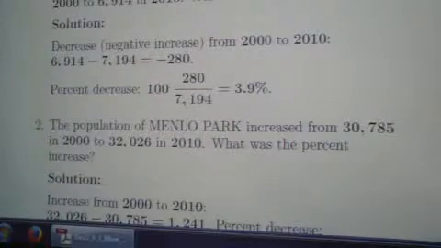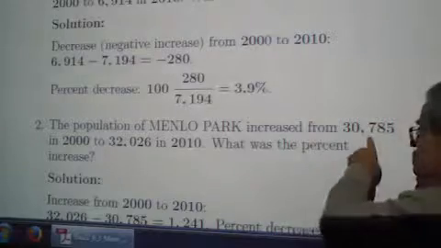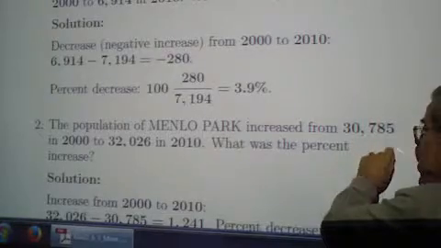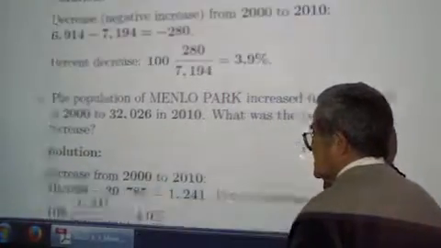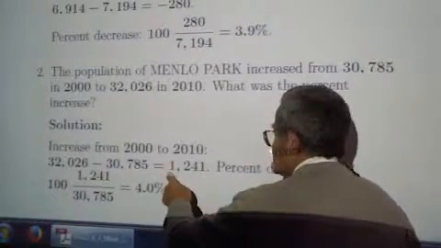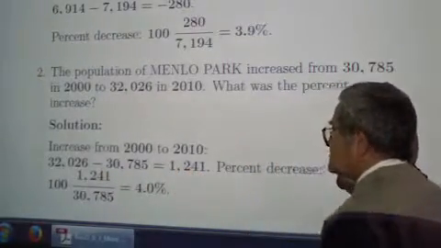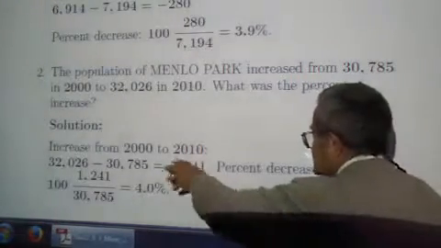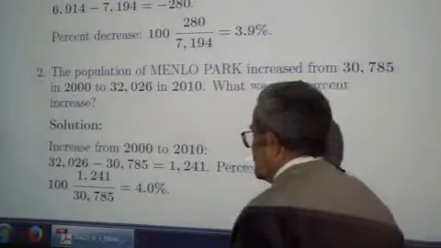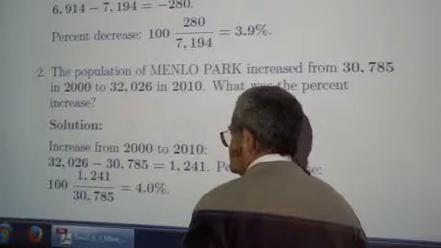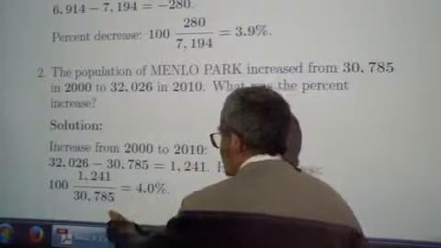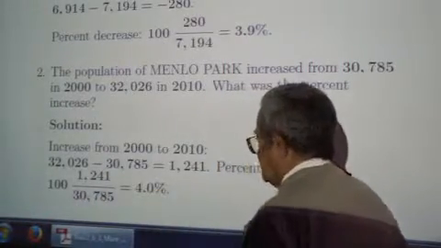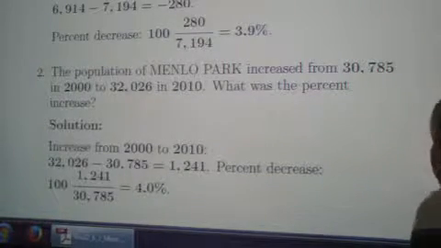Okay, I'm going on. The population, that was an increase. This is a decrease, I think, from 30,000. No, that's an increase. From 30,785 to 32,026. The difference of these figures is 1,241. I know it's a decrease, so there's a negative sign implied in the word decrease. And the percentage rate, the percentage is 1,241 divided by the original 30,785 times 100, which comes out to be 4%. Look at that for a few seconds.